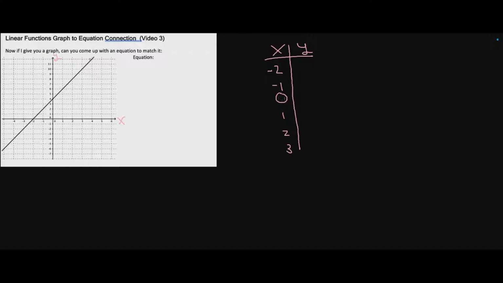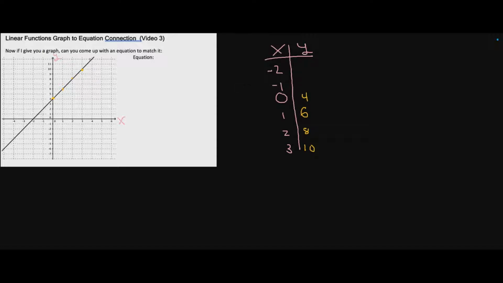So first things first, when x is 0, what's your y value? When x is 0, my y value right here is 4. So let's write 4. And when your x value is 1, what is your y value? It looks like it's 6. And when it's 2, it looks to be 8. And when it's 3, it looks to be 10. All right, and now we can fill in some negatives if we want.